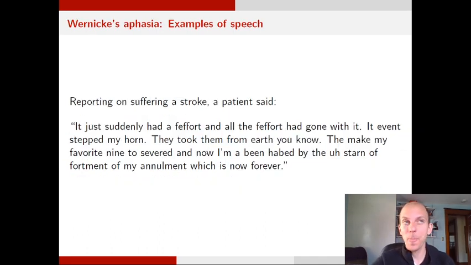Here, there's not. To the point where here, there's made up words, right? Like pfeffert and fortment and habed and starn, right? These are made up words. They sound actually, they follow phonotactic rules. If you remember from our phonology segment, they're actually pretty good English words phonotactically. They just don't exist. So there's this kind of semantic nonsense.